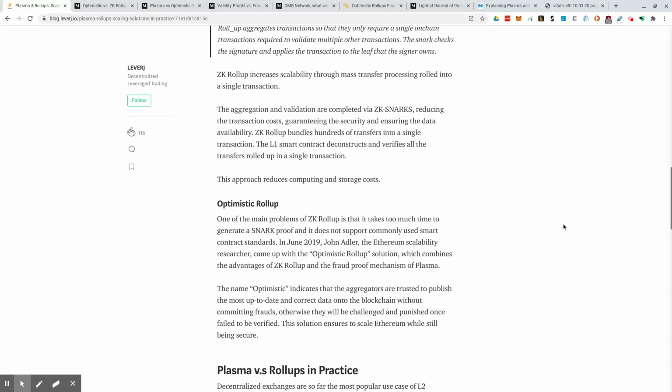ZK rollups bundle hundreds of transfers into a single transaction. The layer one smart contract deconstructs and verifies all the transfers rolled up into a single transaction. This approach reduces computing and storage costs.